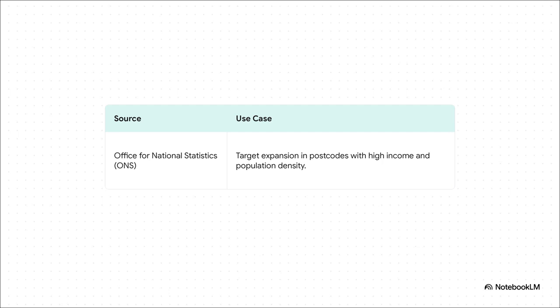For instance, Hungry Now can take population and income data from the Office for National Statistics. They can literally overlay this on a map of their current orders. And boom, they can instantly see these high-income, densely populated postcodes where they aren't operating yet. It's not guesswork anymore. Their expansion strategy is now totally data-driven.